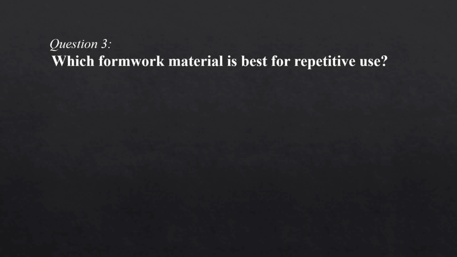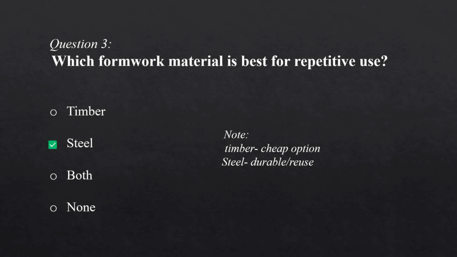Which form of material is best for repetitive use? The correct answer is steel. Timber is a cheaper option, whereas steel is durable and it can be reused.